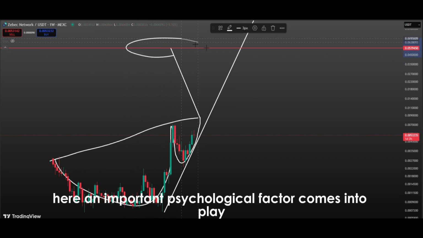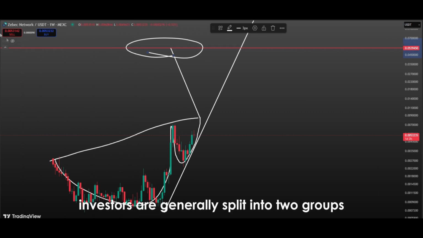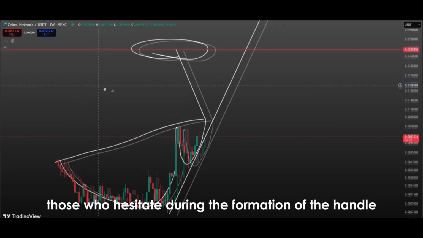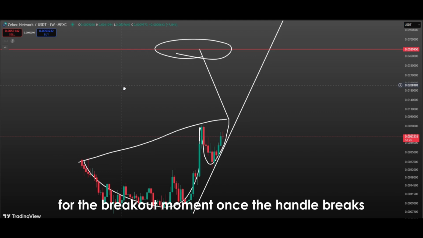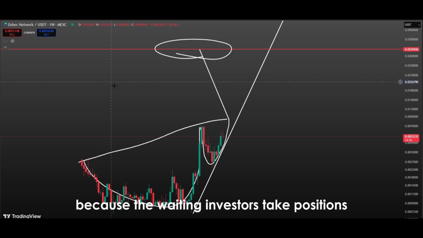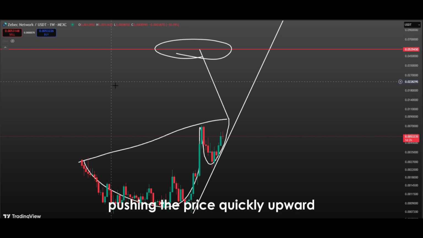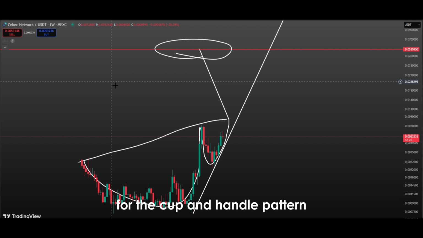Here, an important psychological factor comes into play. During the cup and handle pattern, investors are generally split into two groups: those who hesitate during the formation of the handle and those who wait for the breakout moment. Once the handle breaks, a significant increase in volume is usually seen, because the waiting investors take positions, pushing the price quickly upward. Volume confirmation is one of the most critical validation signals for the cup and handle pattern.